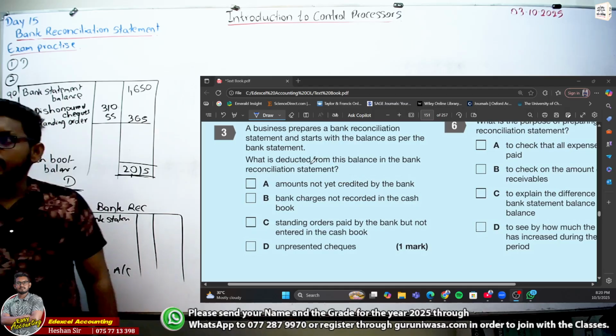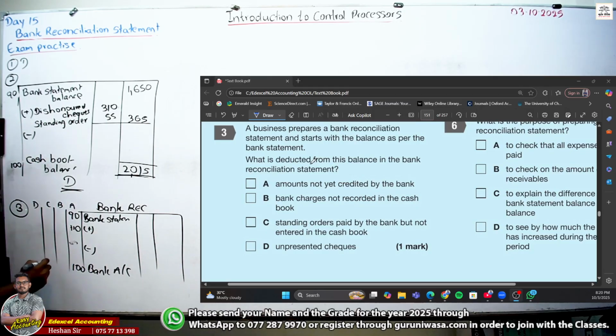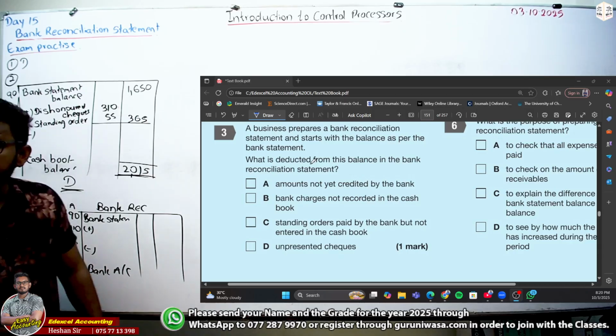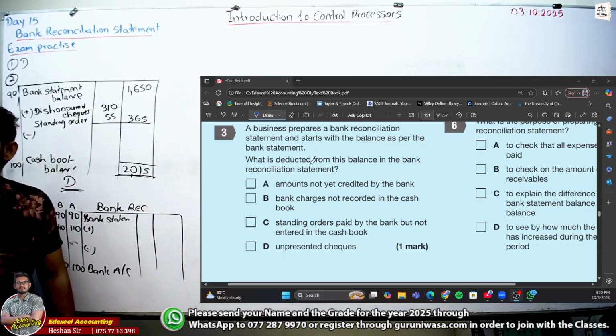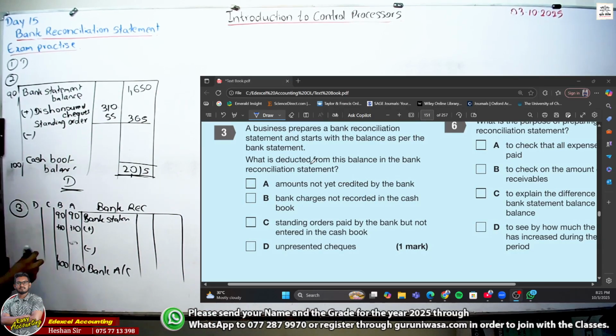Bank charges not recorded in the cash book. Because of bank charges, our bank account balance decreases, so the bank statement balance is 90. Not recorded means this is 100. 90 plus 10 is 100. See, standing order paid by the bank but not entered. Standing order paid means the bank statement deducted it, but this is not deducted. So 90 plus 10.